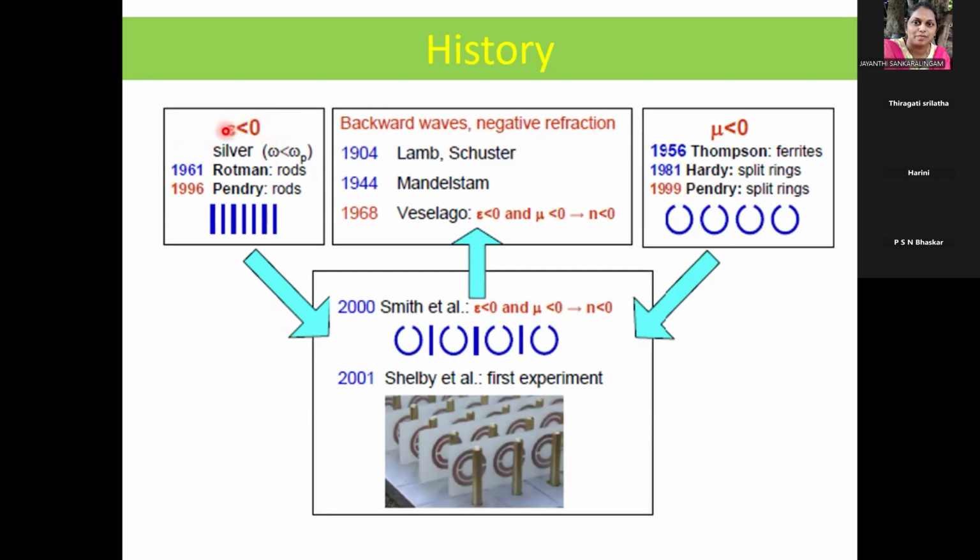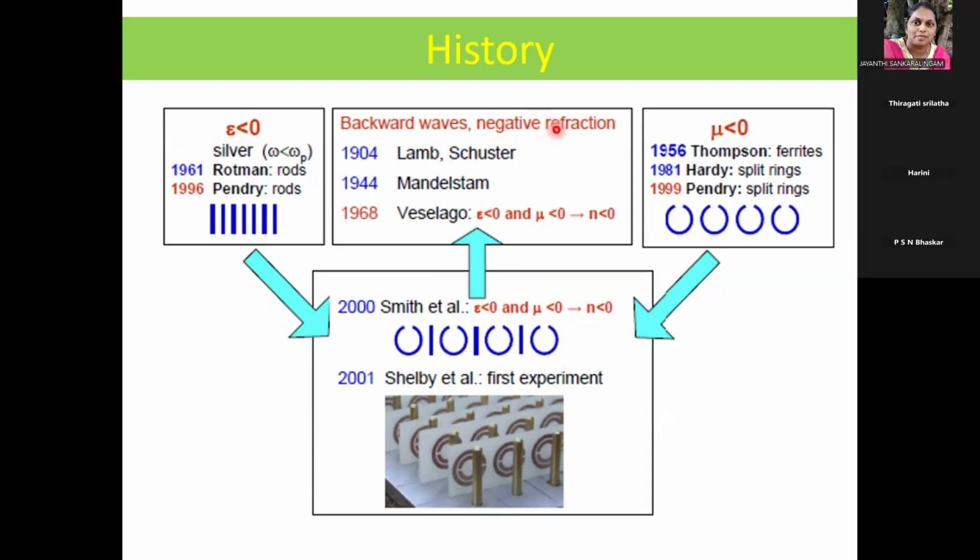So epsilon is less than 0 for the silver rods, or Pendry rods, as they are called. Mu less than 0, you have the ferrite split rings. You are going to use the combination, which was given by Smith and Shelby et al. This is the first experiment. The combination of these two is going to give the negative materials.